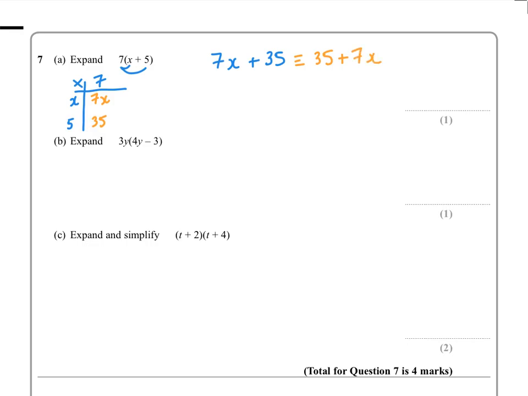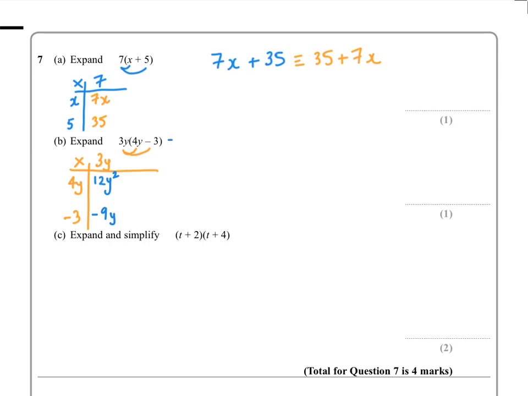Okay? For this one, we want to expand 3y times 4y and 3y times negative 3. So personally, a grid doesn't mean you're weak if you use a grid, just means that you're being careful. And then you've got 4 times the 3 here, which gives you 12. And then you've got the y times the y, which gives you y squared, so 12y squared. And then we've got negative 3 times 3y, which is negative 9y. So that would be the answer.